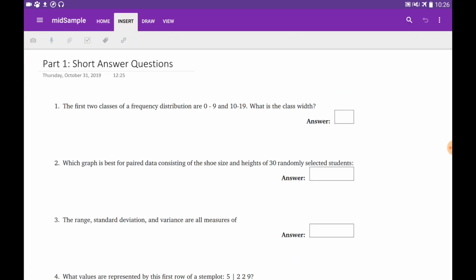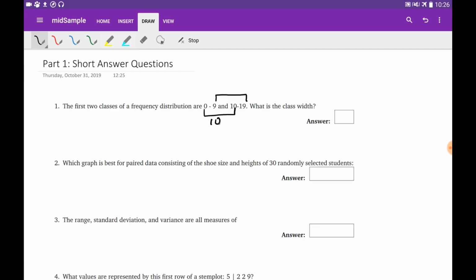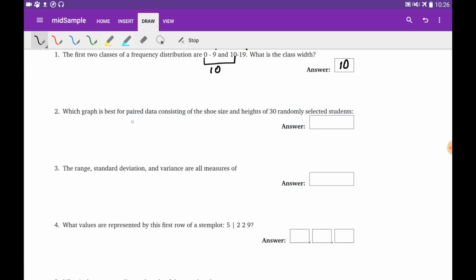The first question is, we're given the 2 classes for the frequency table and we're required to find the width of those classes. So we can find the width of the classes by subtracting the 2 lower class limits or 2 upper class limits. So in both of the cases, the width is equal to 10. The width of the classes is equal to 10, not just the subtraction of the lower class from the upper class. So which graph is best for paired data?